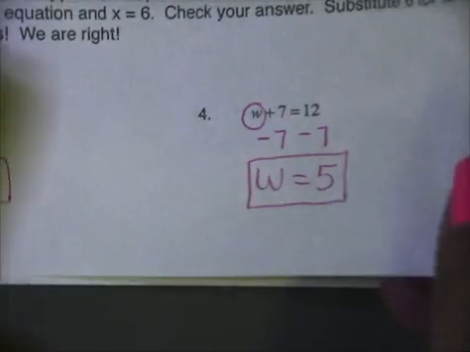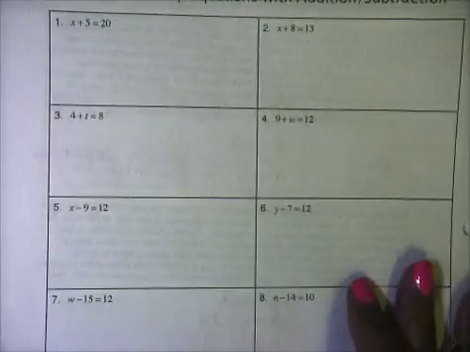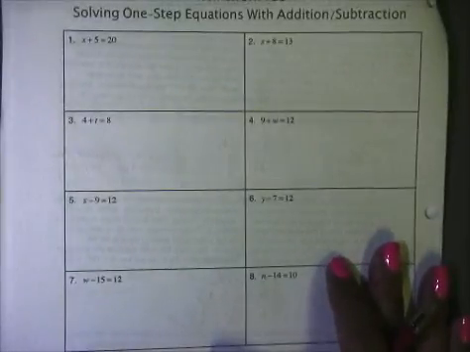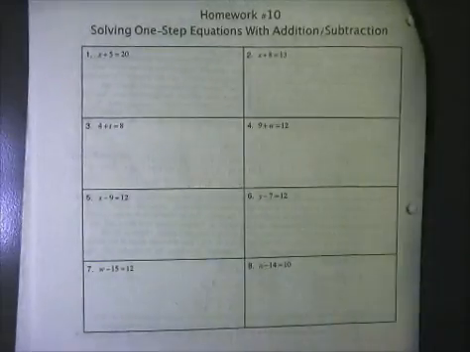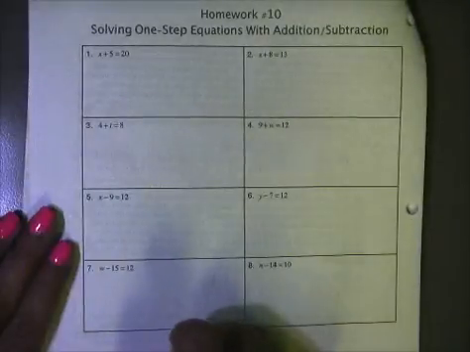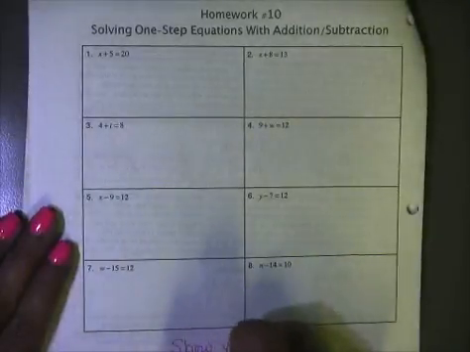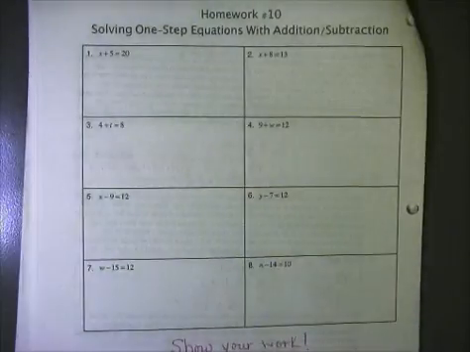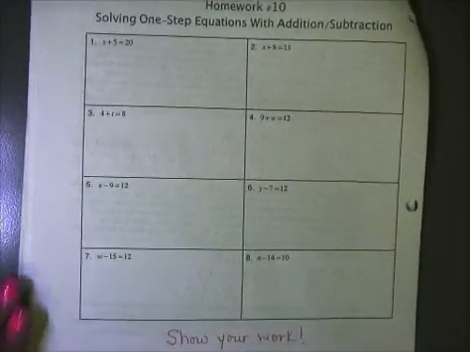All right, let's go ahead and turn the page. Mostly I worked with positives for you here, so there aren't a lot of negatives to deal with. For homework number 10, there are 8 problems. You need to work all 8 problems. You absolutely must show your work. If you don't show your work, you will not get any credit when you come back in August. So show your work exactly like I did on the video.